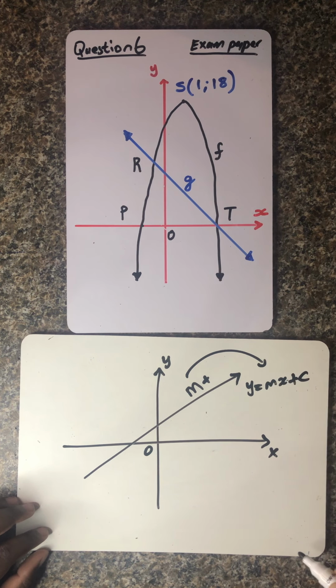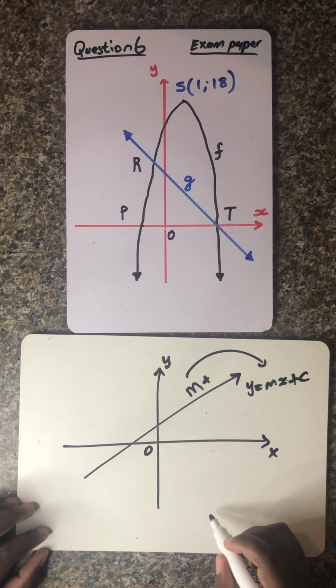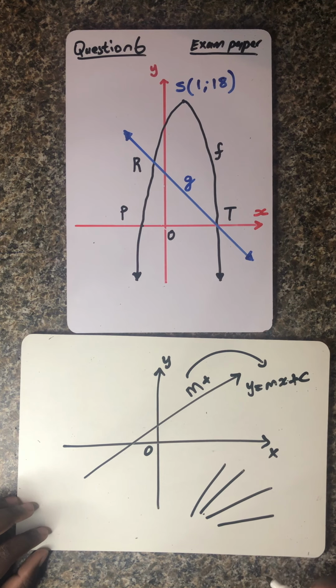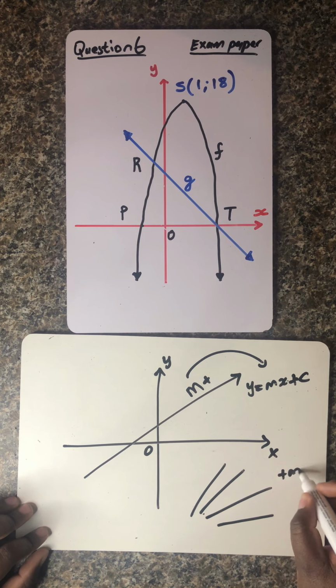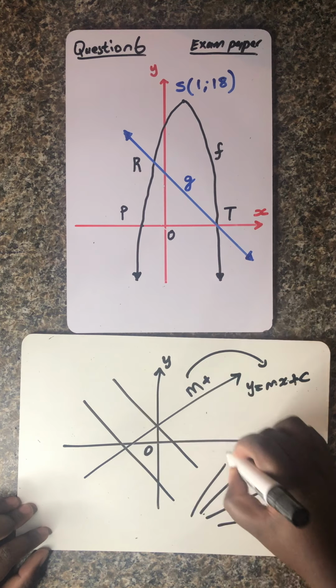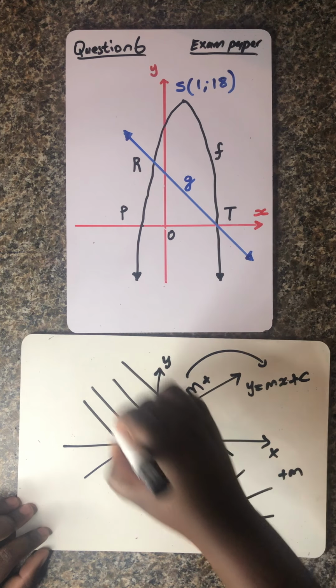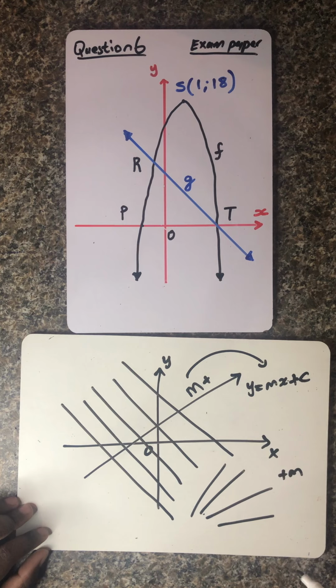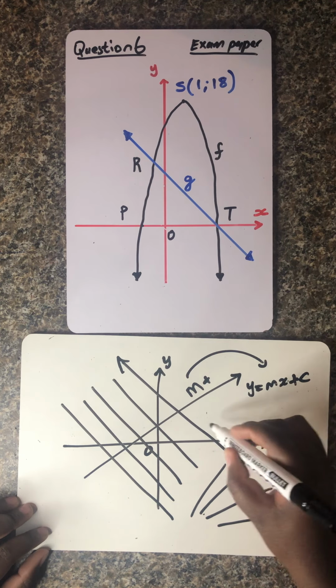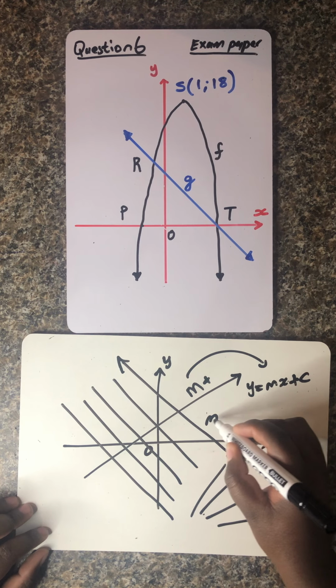Very, very much important, ladies and gentlemen. So that means for any equation which is drawn in that direction, the gradient is positive. What about a negative gradient? That means you're going to have a straight line in that direction. Very, very much important. So for a graph in that direction, it's negative.